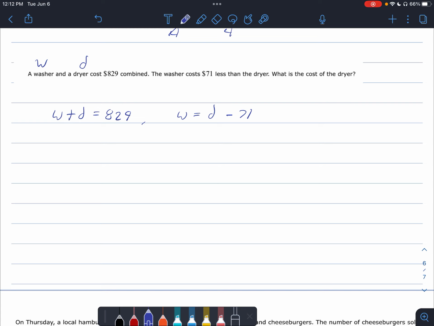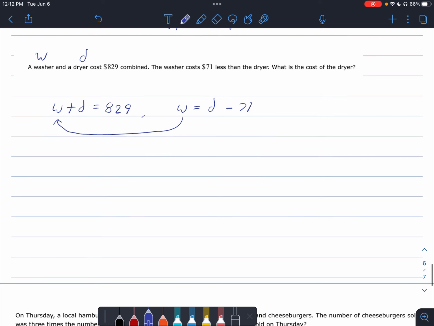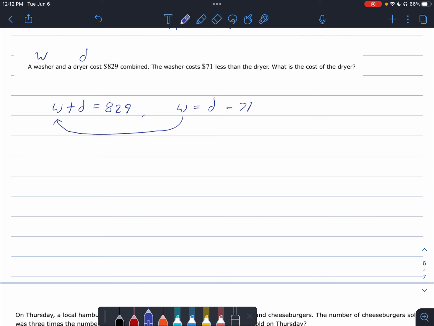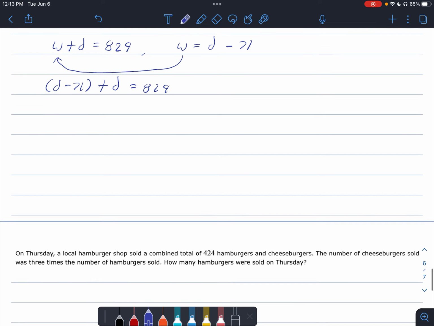Here, what we can do is take again this value for W and substitute it in here. What you might notice, like we did in the last equation, is that this effectively eliminates our variable W. So if we plug this one in, we'll have D minus 71 plus D is equal to 829. What's nice about this is now we have this just in terms of D. We don't have to worry about W at all anymore.